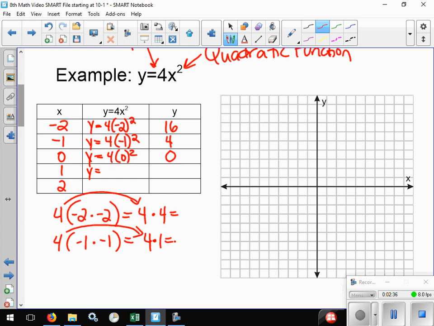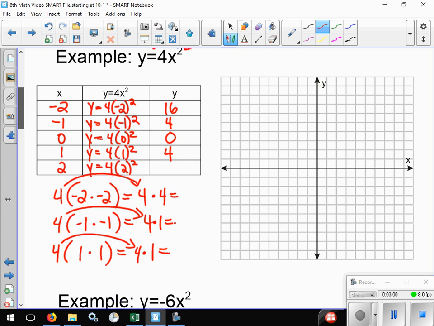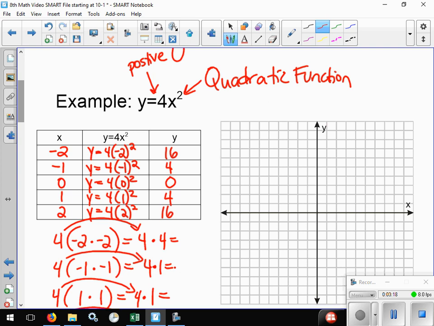Okay, so then y equals 4 times 1 squared. So we have 1 times 1. That gives us 1. And then you multiply that by 4. So you get 4 times 1. And that gives us 4. And last but not least, y equals 4 times 2 squared. And I know you know the pattern by now, but still, let's be thorough. 2 times 2 gives us 4. You multiply that answer by 4, and you know that there's a pattern. So 4 times 4 is 16. So you have 16, 4, 0, 4, and then 16. So, yes, there is certainly a pattern.